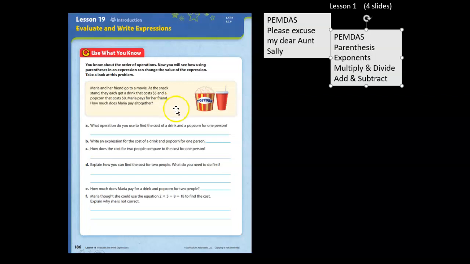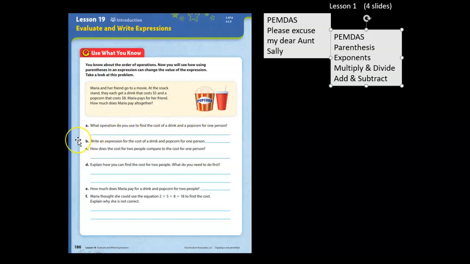Now, what I want us to do is go through these questions. We're going to read them and talk about them, and then I want you to answer them. You can pause the video at that point while you answer them. A: What operation do you use to find the cost of a drink and a popcorn for one person? What operation? Are you going to do multiply, divide, add, subtract? One operation. Which one is it going to be?